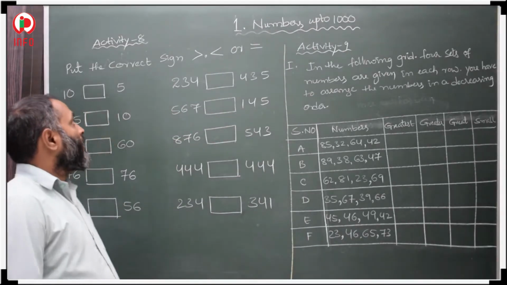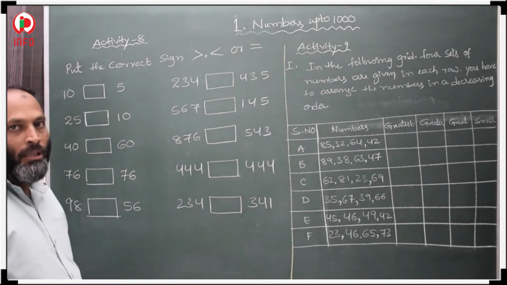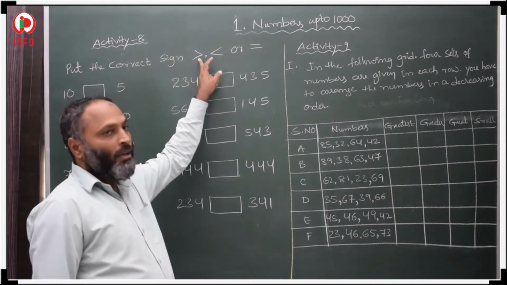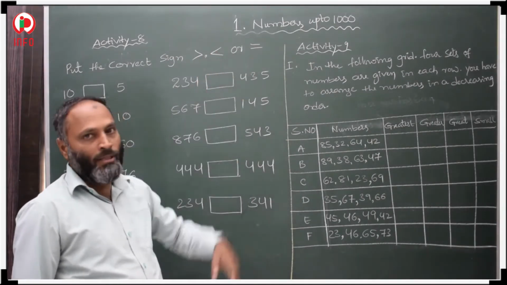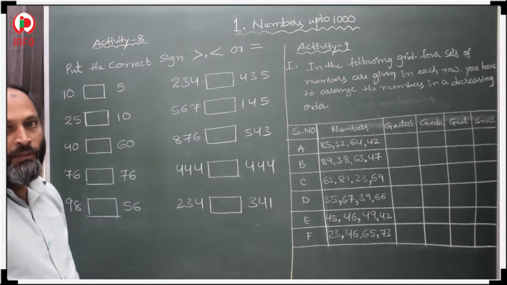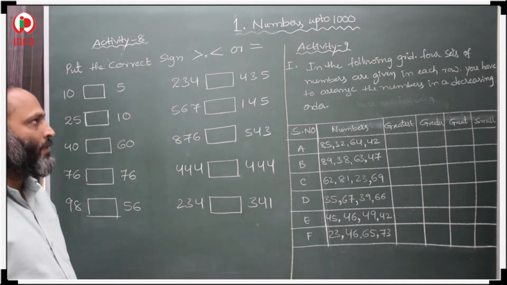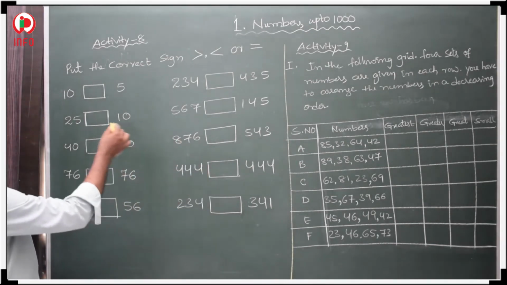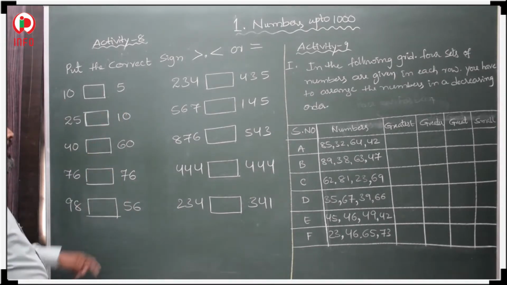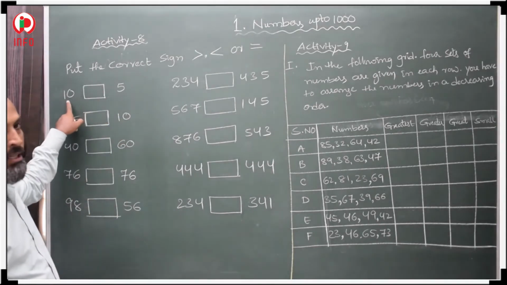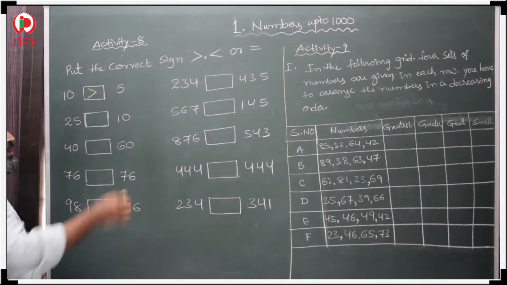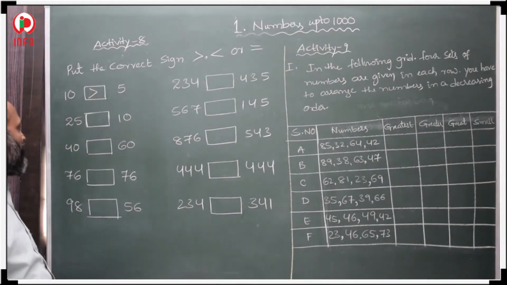Now students, our 8th activity. In this 8th activity, what we have to put? We have to keep again a greater than, less than or equal to sign. So we have to decide which one is greater, which one is less and which one is equal to. Already we did this type of sums. Here he gave 10 and 5. It is a single digit number, it is a double digit number. Double digit numbers are bigger. 10 is greater than 5. It is a greater than symbol.